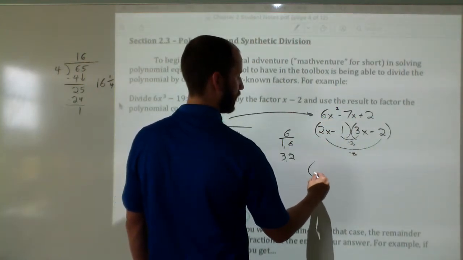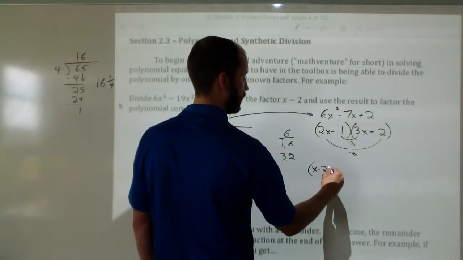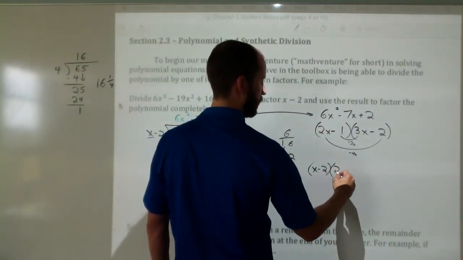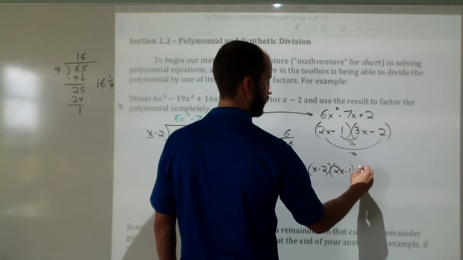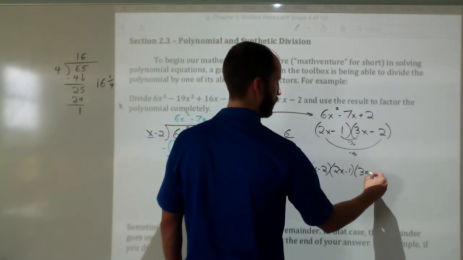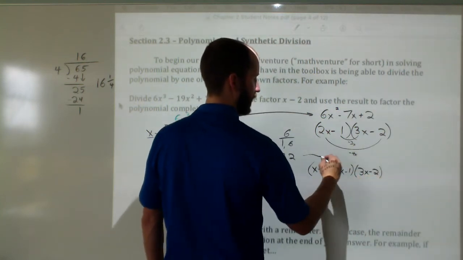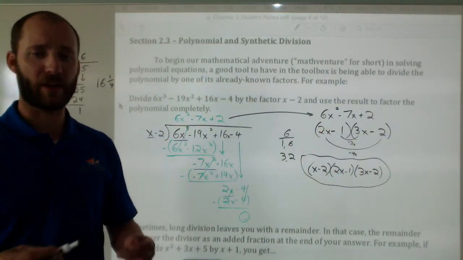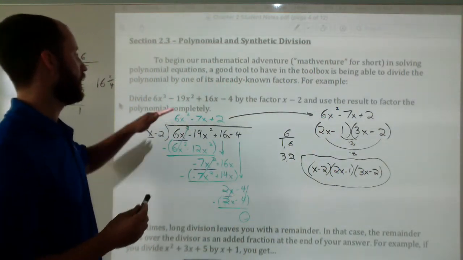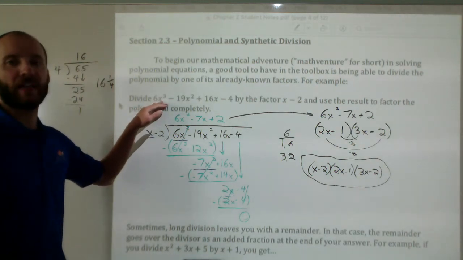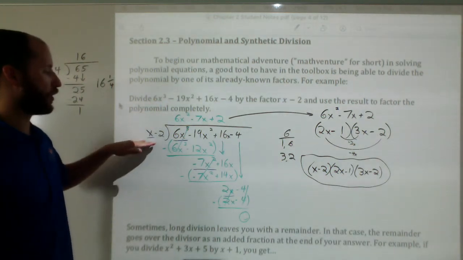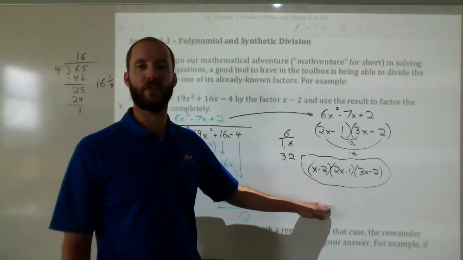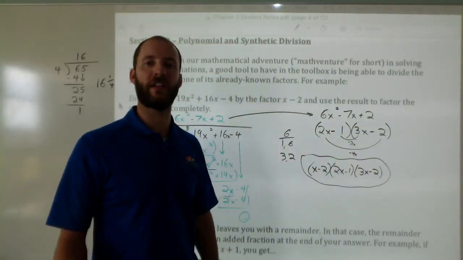So our completely factored polynomial is what we started with, a factor of x minus 2, 2x minus 1, 3x minus 2. And we have our completely factored cubic function, starting with polynomial division. Once you have a quadratic, you can factor it down using methods that we really already know how to use.